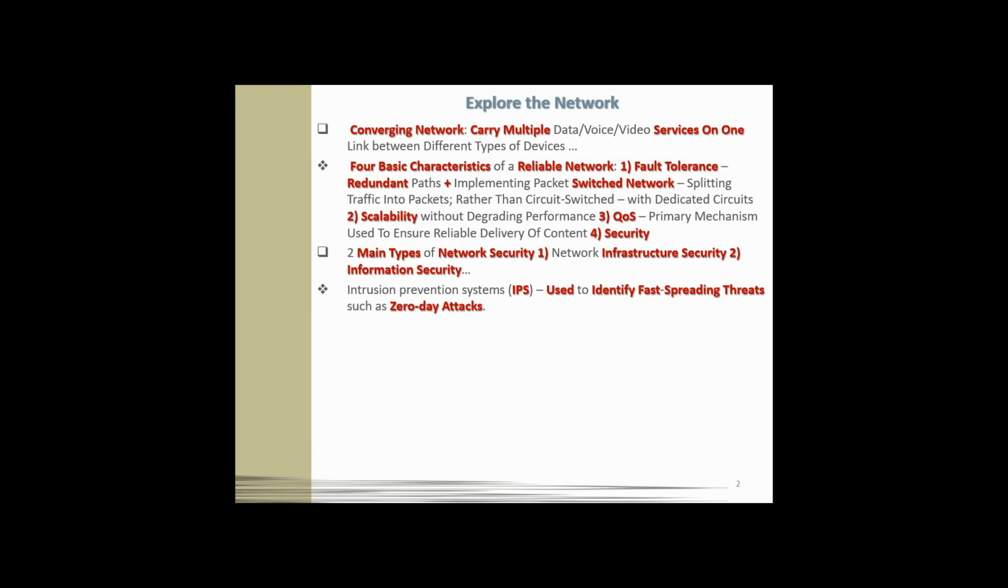Next up, four basic characteristics of a reliable network. Very important. We expect a reliable network to be fault tolerant, firstly. Secondly, to be scalable. Thirdly, to respect quality of service, and fourthly, to be secure. So these four are characteristics of a reliable network: fault tolerance, scalability, quality of service, and security. So the underlying architecture needs to address these four in order to meet user expectations.